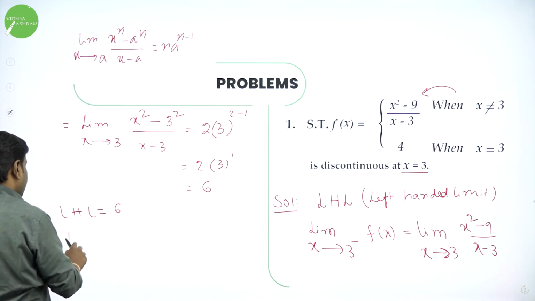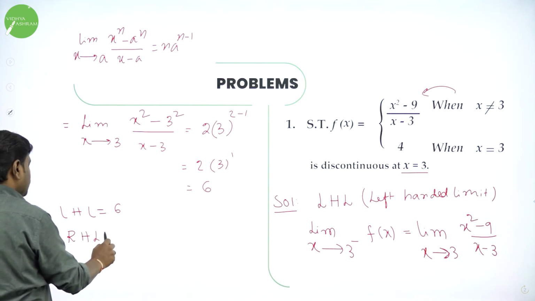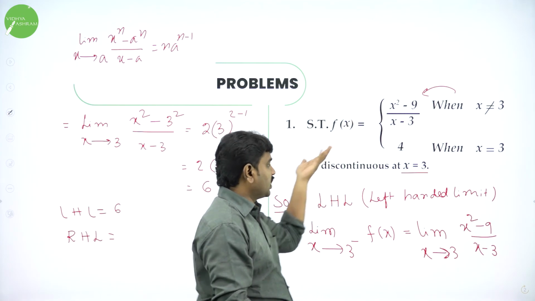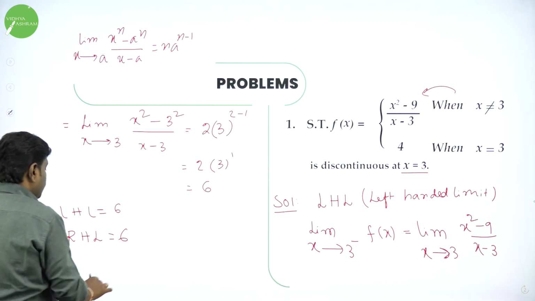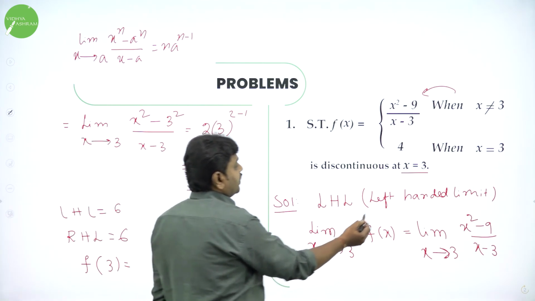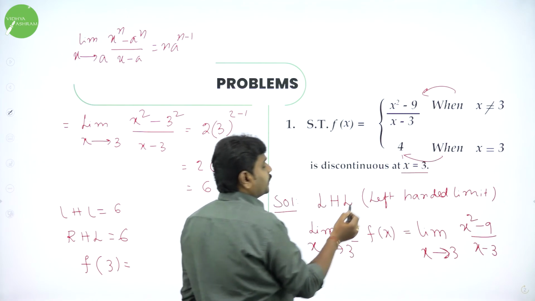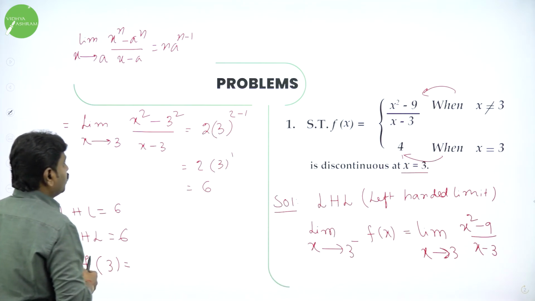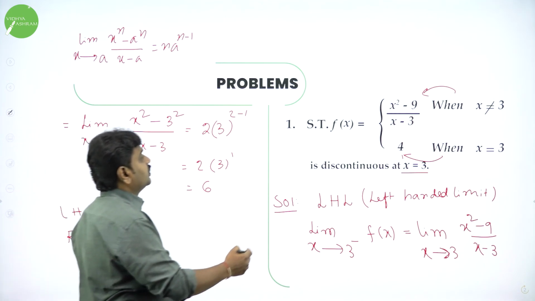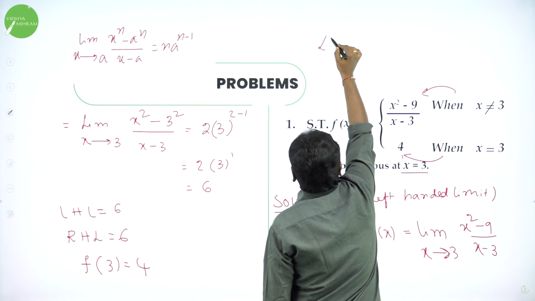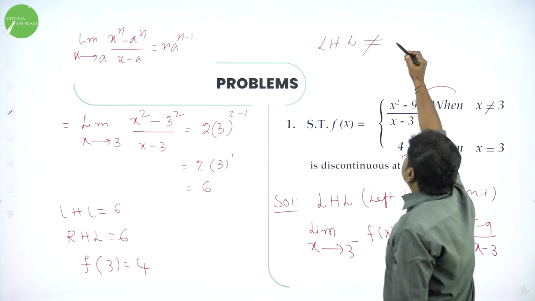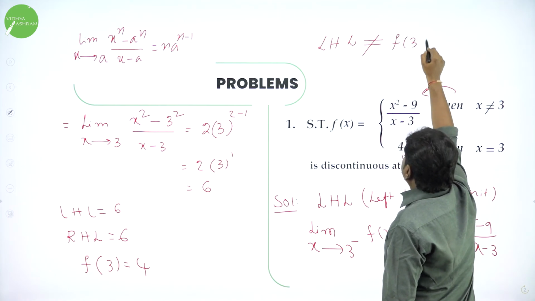See, RHL, right-handed limit, in this case also will be 6 because when x is greater than 3, the function is same. So RHL is also 6. Now we will find f of 3, function value when x is 3. When x is 3, what is the function value? When x is 3, function value they give 4. So therefore, you can see LHL and f of 3, they are not same. So LHL value is not equal to f of 3, function value at 3.